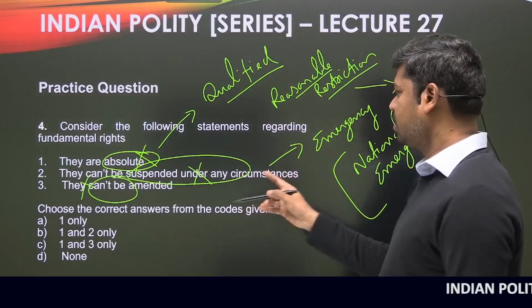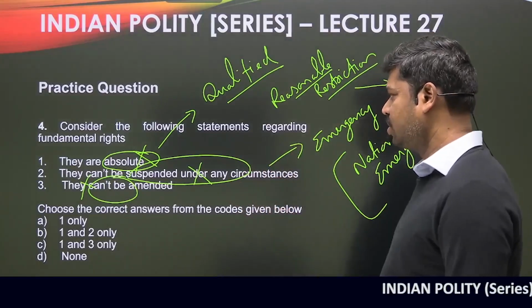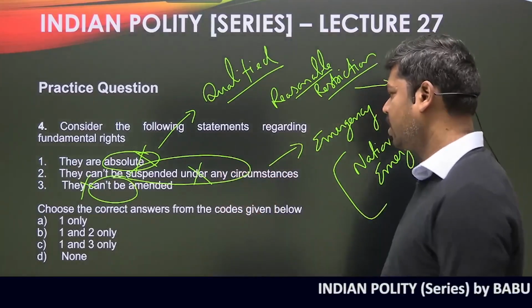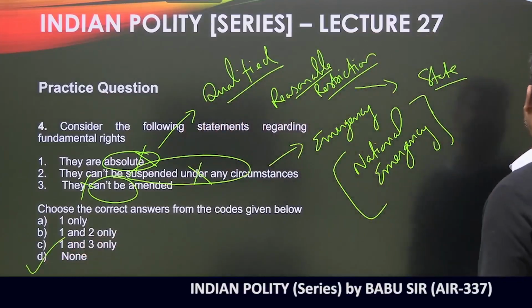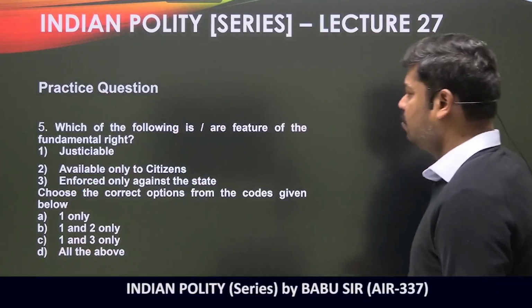Consider the following statements. Choose the correct answer from the codes given below. None of these options are right options. So the answer would be option D. Come to the next question.